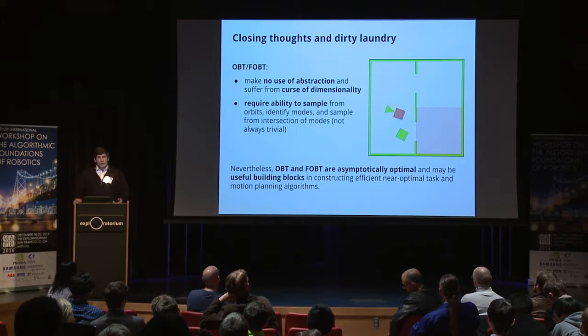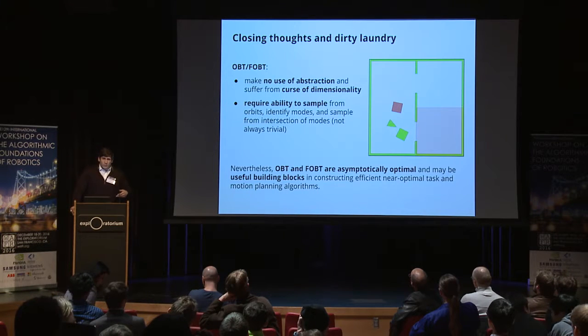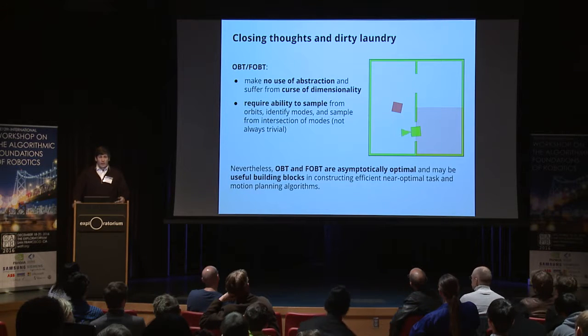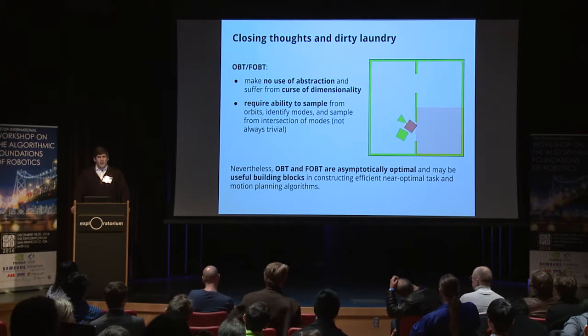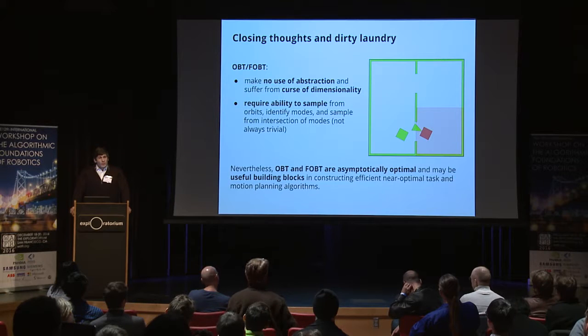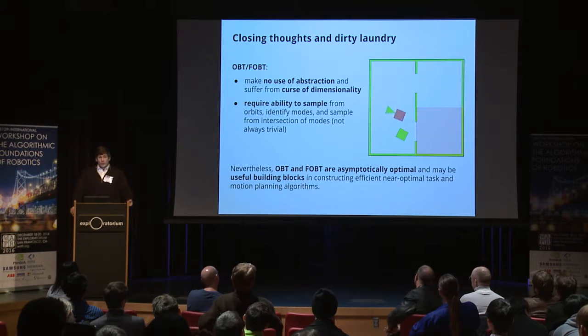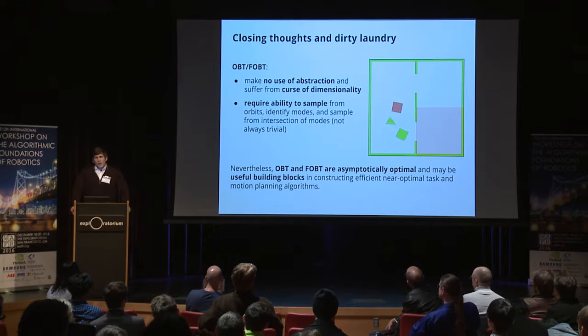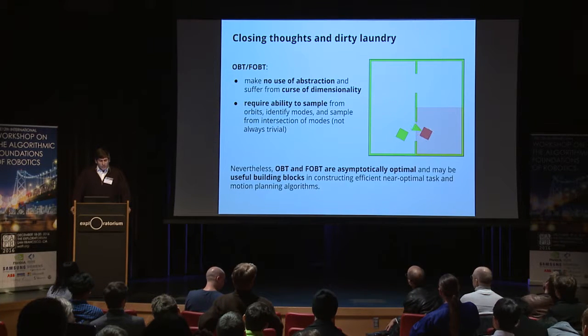So, in closing thoughts and dirty laundry, there's 2 major disadvantages here. One that I've sort of glossed over is that we need the ability to sample from orbits and to identify modes and to sample from the intersection between modes and orbits. And that's not always trivial. For something like manipulation, that's sampling grasping poses. And so for many problems, we can build that system, but there are cases where it'll be much more difficult.